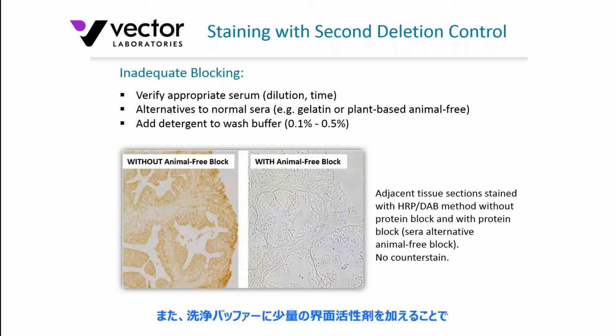Certainly you could also consider applying some detergent in the wash buffer, like a Tween 20 or a Triton X-100 at about 0.1 to 0.5%. That does prevent hydrophobic interactions.